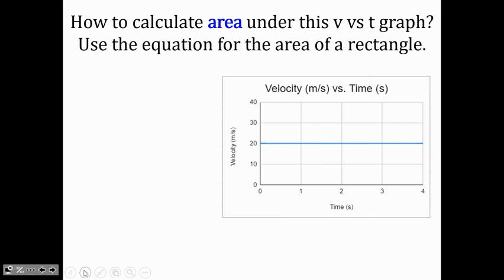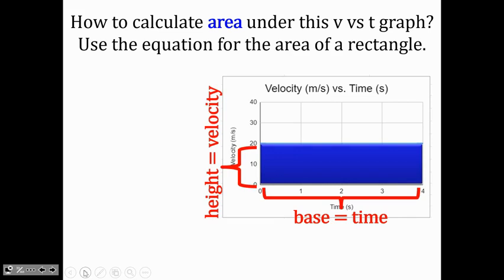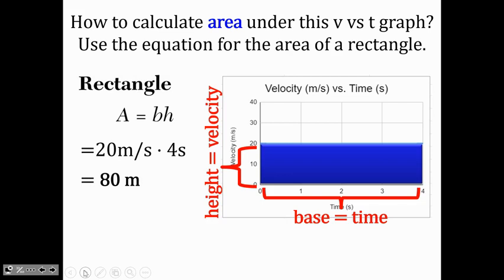There's one more thing that we can calculate from our v versus t graph, and that's the area under the curve. So let's see what this is going to equal. If I calculate the area underneath the line on my velocity versus time graph, I'm looking at the space between the line and the x and y axes. And it turns out the shape that's created is a rectangle, where the height is equal to your velocity and the base is equal to time. Well, I know the equation for a rectangle's area. It's also located on your reference table. It's area equals base times height.